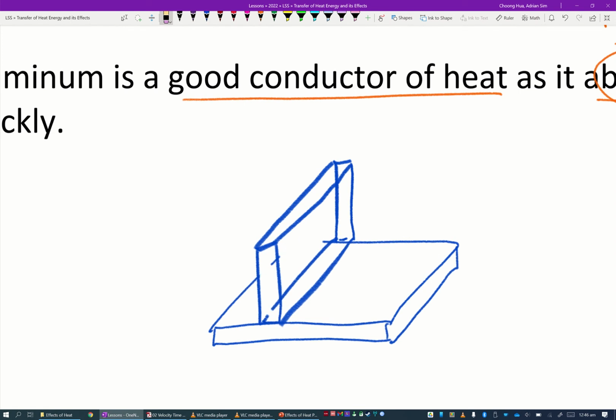Right, give me a while. Let me get rid of all the unnecessary drawings first.